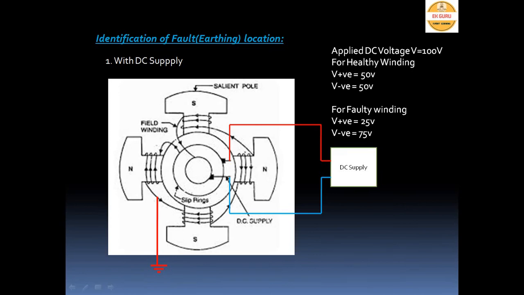This method is not applicable when the fault is occurring exactly at the midpoint of the winding. If the fault is at the midpoint of the winding, then the voltage is also 50 and 50 volts, the same as for healthy winding. Then we have to go for the single phase variac method.